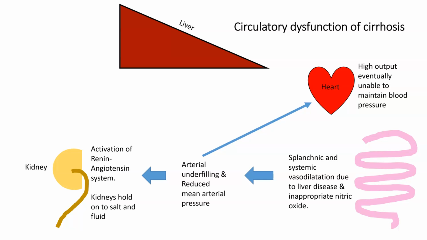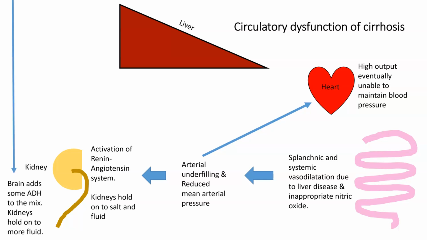The kidney quickly senses this decrease in mean arterial pressure and starts to activate the renin-angiotensin system, leading to the production of renin, angiotensin, and aldosterone. As a result, the kidneys will start to hold on to more salt and fluid. The brain also gets into the act and non-osmotically releases antidiuretic hormone. And basically, this increased antidiuretic hormone will cause the kidneys to hold on to even more water.